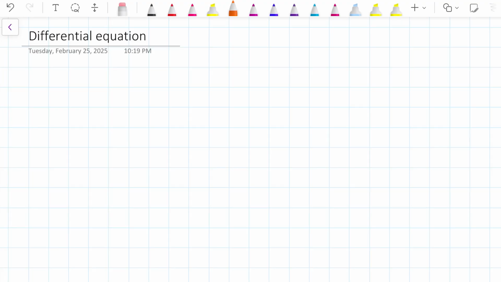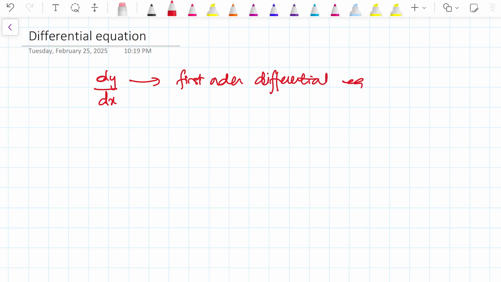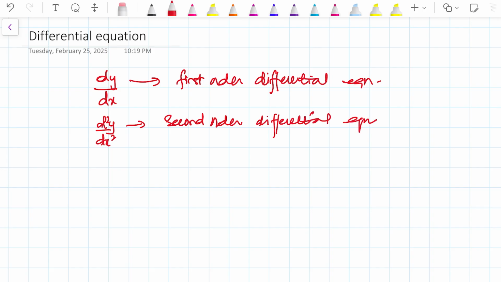So in today's class, we're going to start a new topic which is differential equations. Differential equations basically use all the concepts of integration. All right, so we know that dy upon dx is called a first order differential equation. d square y upon dx square is called a second order differential equation. Just like we learned how to do differentiation involving two variables, similarly, we're going to learn how to integrate when we have two variables involved.